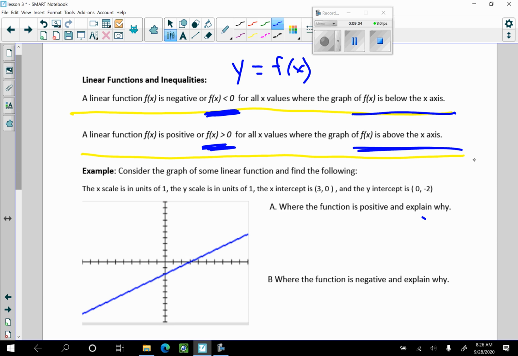Consider the graph of some linear function and find the following. The x scale is 1 unit, the y scale is 1 unit, the x-intercept is 3, 0, the y-intercept is 0, -2. Where the function is positive, and explain why. Here's your explanation. So where is the function positive? F of x positive means greater than 0.